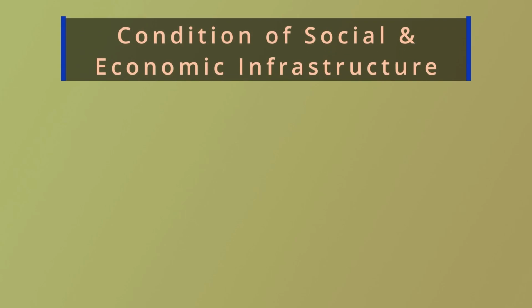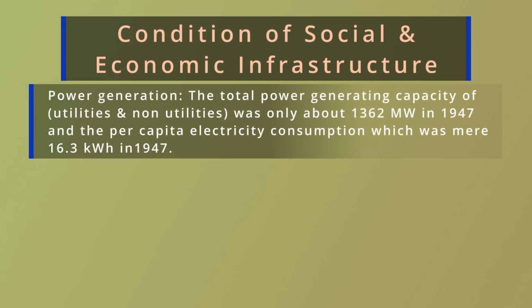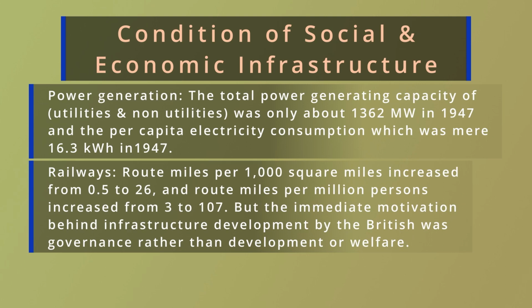So far as power generation is concerned, our statistical data indicates that at the time of Indian independence, power generation was only 1,362 megawatt in 1947. And per capita consumption of electricity was only about 16.3 kilowatt in 1947, which was very, very low. So far as railways are concerned, we find that for the interest of the British people or the British government, they expanded railways.